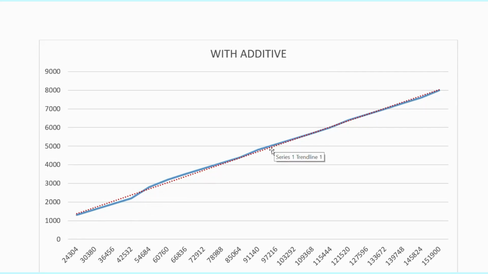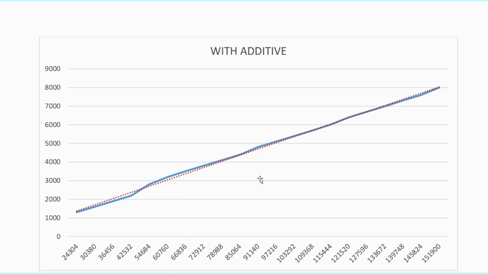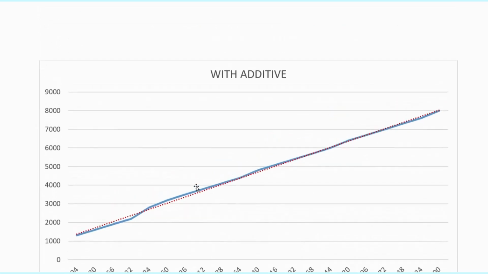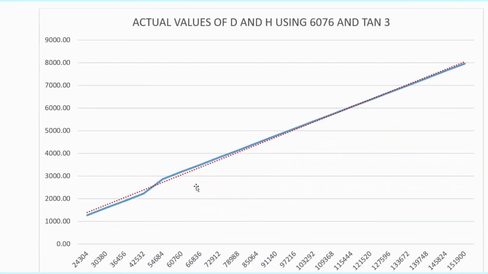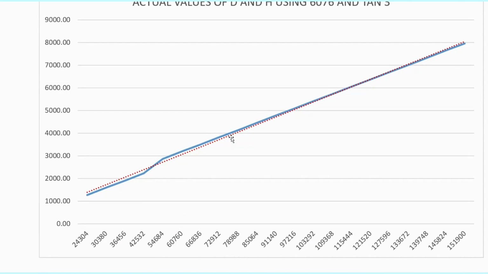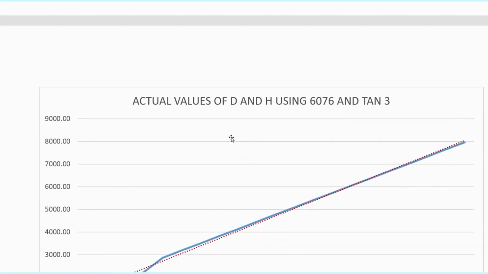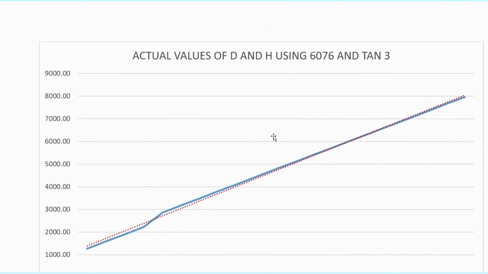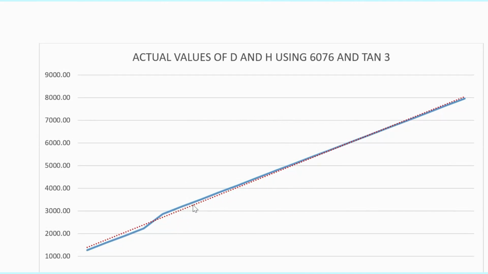Now I want you to compare this graph with this one here, which is the graph of the exact values. These are actual values of D and H using the 6076 and the tan 3. If you see this graph and this graph here, they're more or less the same, giving you a 3-degree profile. So this is where I wanted you to appreciate that the additive is very important, because the additive is going to bring you closer to the actual computations that you would do with a calculator using the actual figures. So the additive is there as a very good approximation.